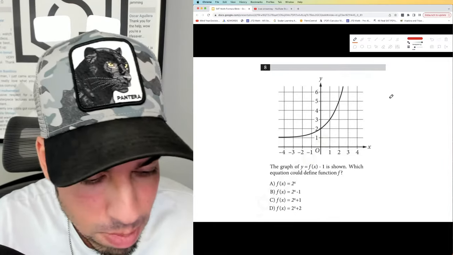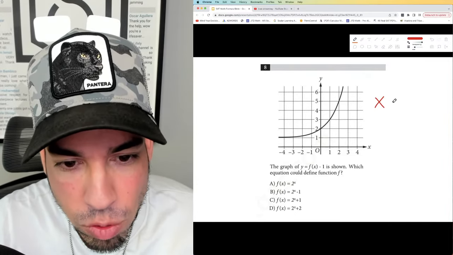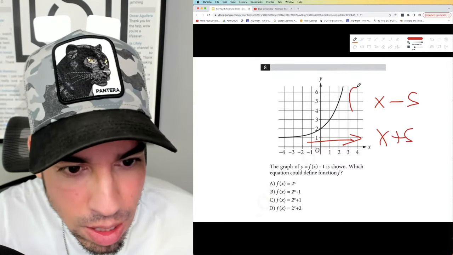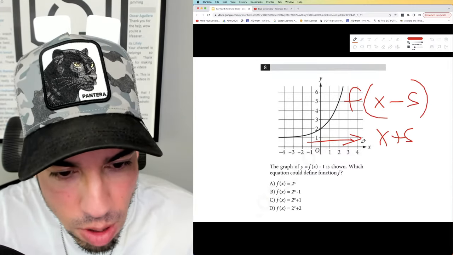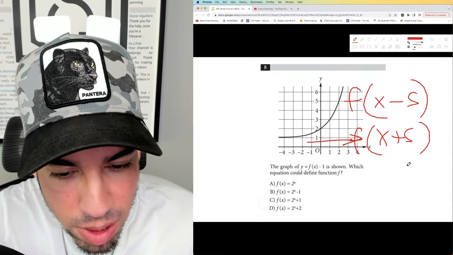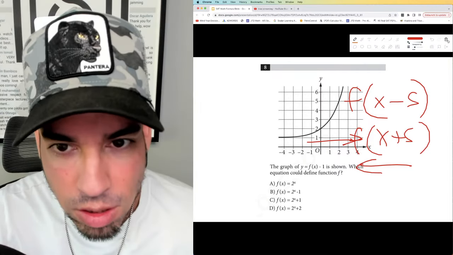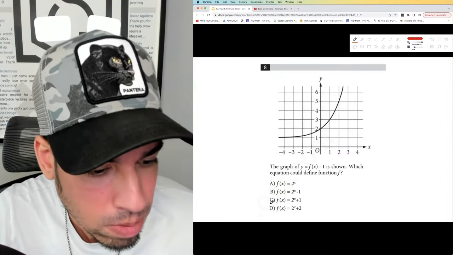So for transformations, good question. For x, you'd minus 5 would go to the right by 5. So if it was like f of x minus 5, you're actually going to the right by 5. F of x plus 5, you're actually going to the left. So for the x's, it's opposite. The y's, it's as is. All right, so that's a good question to ask. But anyways, that's how you do it.